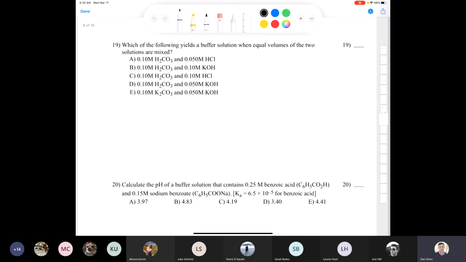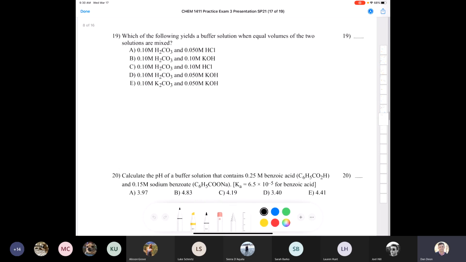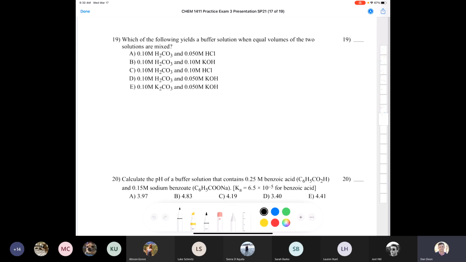Question number 19 says, which of the following is going to yield a buffer solution when two equal volumes of the two solutions are mixed? You should remember that a buffer solution is a mixture of a weak acid and its conjugate base, or conversely, a weak base and its conjugate acid. If we look at A, the mixture is carbonic acid and hydrochloric acid. So we're just mixing two acids here. That's not going to give us any base whatsoever, so that's not going to give us a buffer solution.